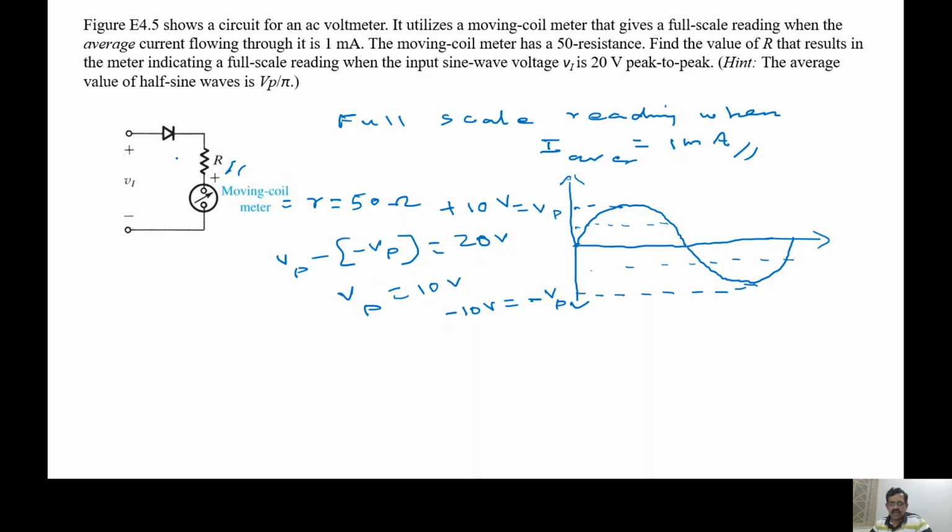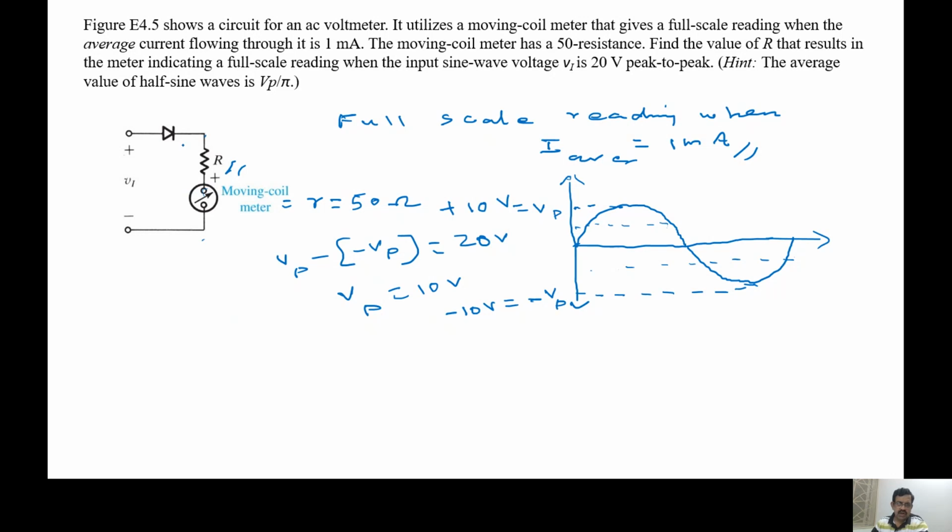But we know the diode conducts only in the forward bias. In reverse bias, it does not contribute at all. It does not conduct. So we have to only take the average reading, that is, the full scale average current that is going through is 1 milliampere. So if I know the average voltage that the moving coil galvanometer measures, then I can actually do this. That will depend on the input. So any half wave, you can actually find the average.